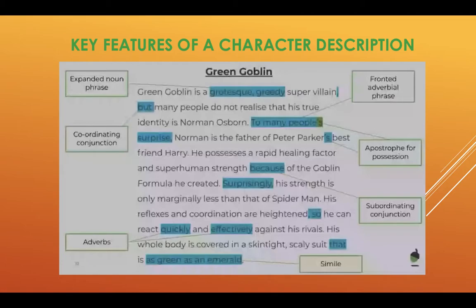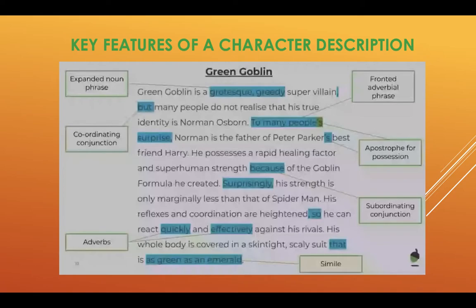He possesses a rapid healing factor and superhuman strength because of the goblin formula he created. Well, we have there a subordinating conjunction, because. Most people, from what I've seen, are able to use this subordinating conjunction, because. And then the next sentence starts with surprisingly, ends in ly. It is an adverb, and it's also a fronted adverbial. Surprisingly, his strength is only marginally less than that of Spider-Man.